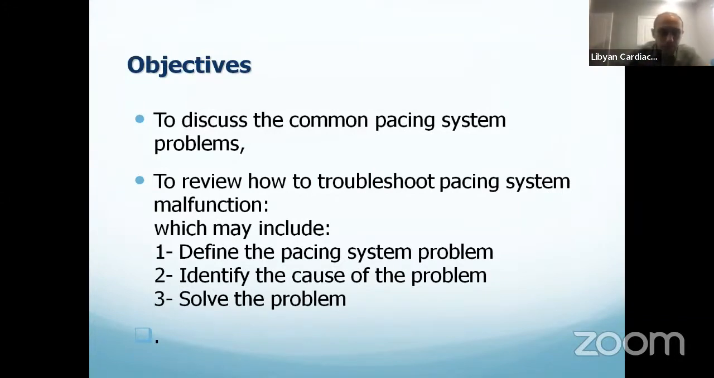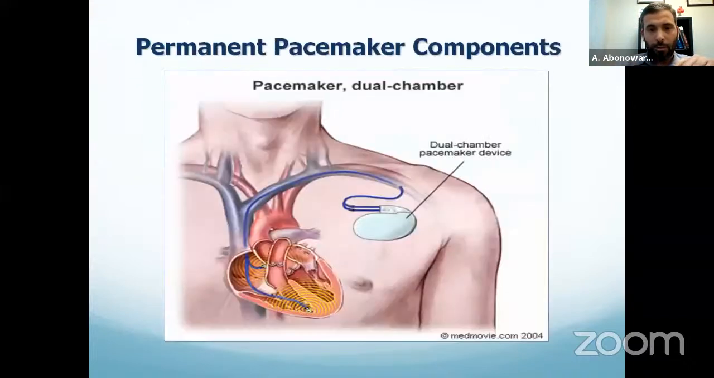Go ahead. Definitely. So the first objective is to discuss the common pacing system problems, and then to review how to troubleshoot those pacing system problems, which would include define the pacing system problem, identify the cause of the problem, then solve the problem. When I say pacing system, that means the pacemaker and its leads, including the box and connections and the leads themselves. And that's the pacing system.